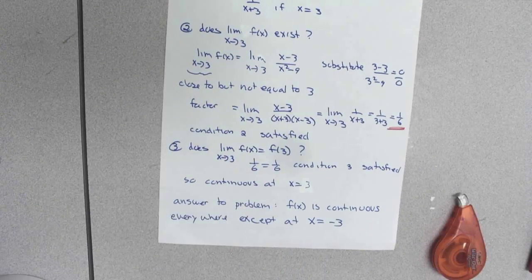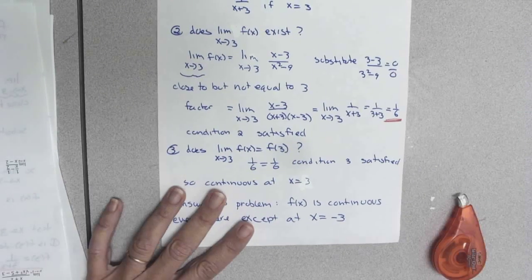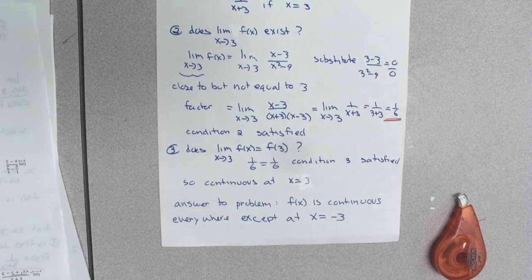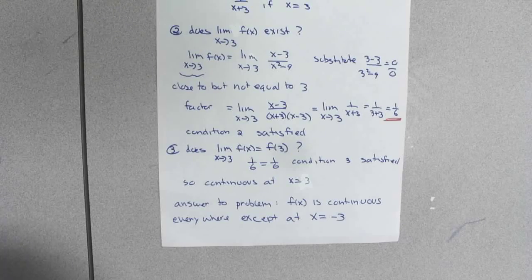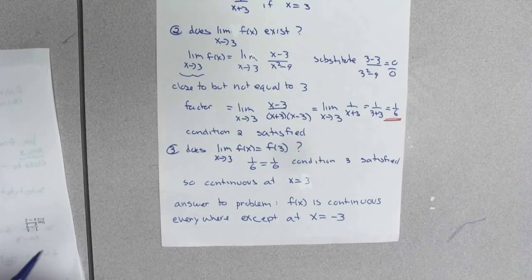So the function was not continuous at negative 3, but at 3, all the conditions were true, and so we had continuity at 3. So my final answer was that f was continuous everywhere except at negative 3, the one number where it failed, the one restriction that failed to be continuous.